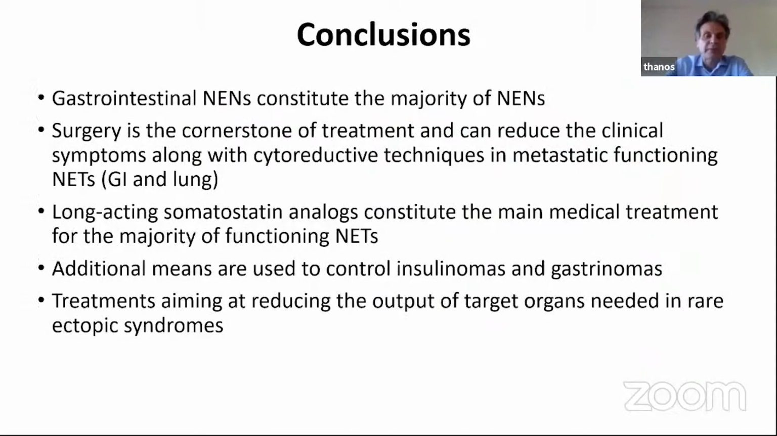So I'm concluding by saying that gastrointestinal tumors constitute the majority of neuroendocrine tumors or neoplasms, as we call them nowadays. Surgery is the cornerstone of treatment and can reduce the clinical symptoms, along with locoregional techniques in metastatic functioning neuroendocrine tumors of the gastrointestinal system and the lung. Long-acting somatostatin analogs constitute the main medical treatment for the majority of functioning neuroendocrine tumors, but additional means are used to control insulinomas and gastrinomas. And treatments aimed at reducing the output are the mainstay.